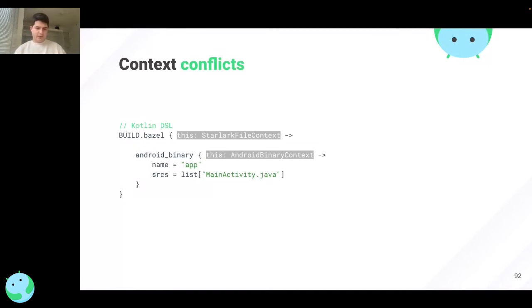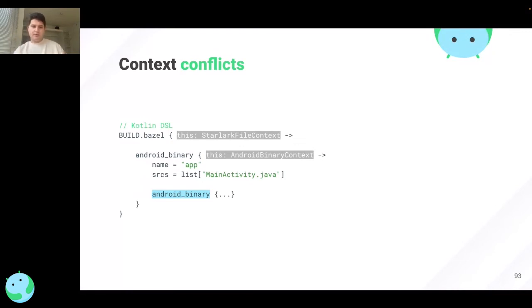And what problem can we have? We can see we have our build.bazel function, which has a Starlark file context. And we have another statement, the Android binary call, which has another context, Android binary context. What can happen is that inside the Android binary, in these inner curly brackets, we have access to both contexts. We can do some weird stuff: while we are calling this function and passing arguments, we can just randomly call Android binary again, because Android binary is available from the outer context.